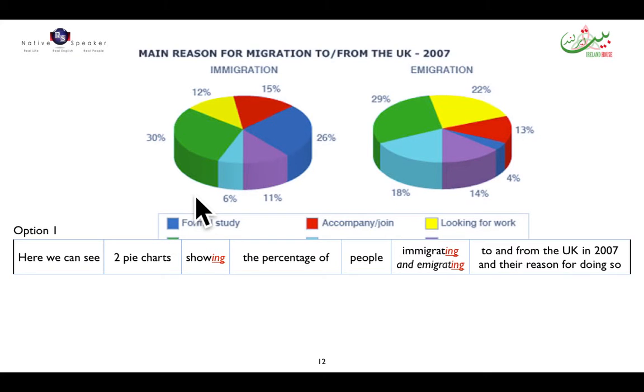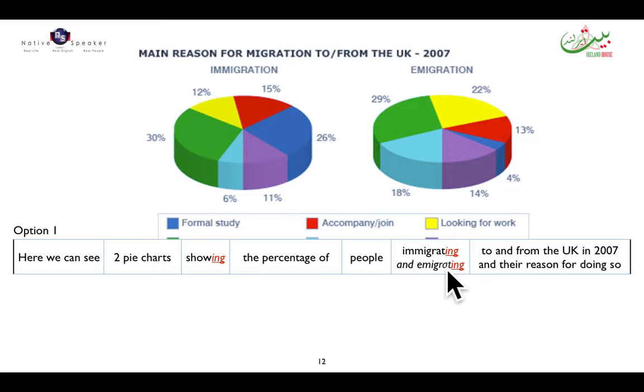So option 1, here we can see two pie charts showing the percentage of people immigrating and emigrating to and from the UK in 2007 and their reason for doing so. Okay. So here you can see the title, and we saw immigration and emigration. So the examiners don't always make it very simple for you. They want you to work a little bit. So they want you to extract the verb forms from here. So even though they've given us the noun, now we can create the verb form immigrating and emigrating.